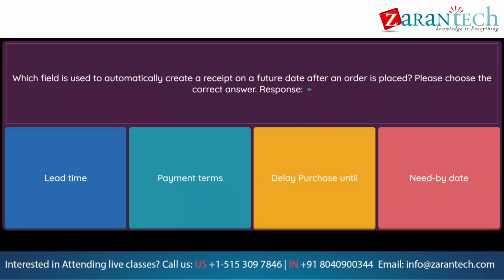Question: which field is used to automatically create a receipt on a future date after an order is placed? Please choose the correct answer. Response: Option 1, lead time. Option 2, payment terms. Option 3, delay purchase until. Option 4, need by date.